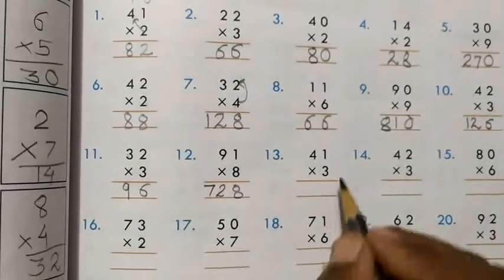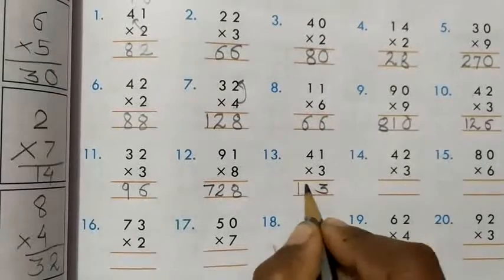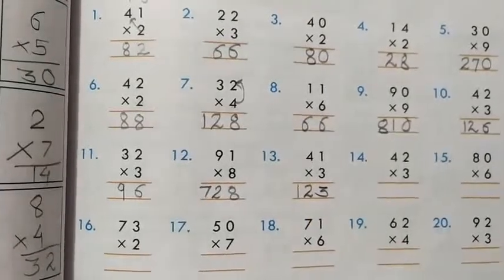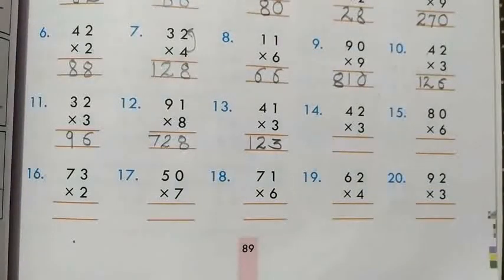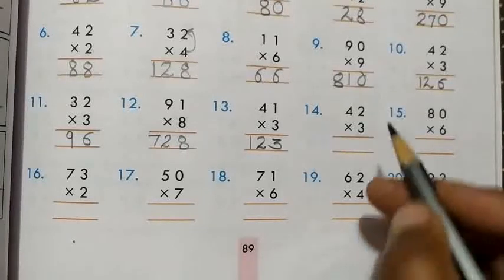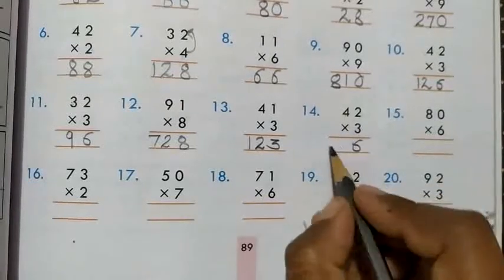Okay. 3 ones are 3. 3 fours are 12. Like this you have to solve the examples, students. Are they difficult? Very hard? No. They are very simple examples, no? 3 twos are 6. 3 fours are 12.